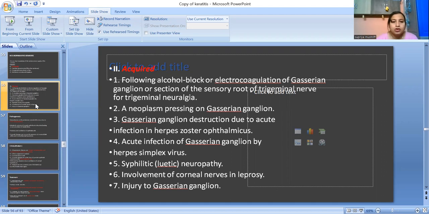A neoplasm pressing on the Gasserian ganglion, Gasserian ganglion destruction due to acute infection in herpes zoster ophthalmicus, acute infection of the Gasserian ganglion by herpes simplex virus, syphilitic neuropathy, involvement of the corneal nerves in leprosy, and injury to the Gasserian ganglion. These are all the causes of neuroparalytic keratitis.